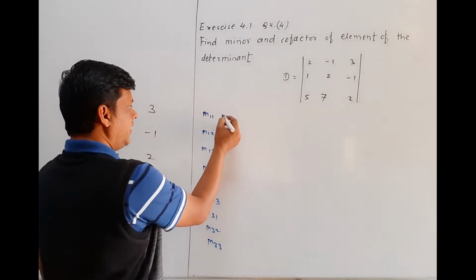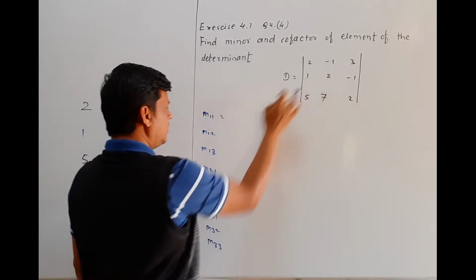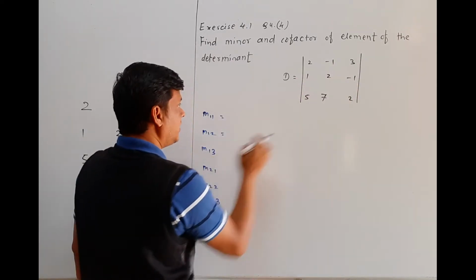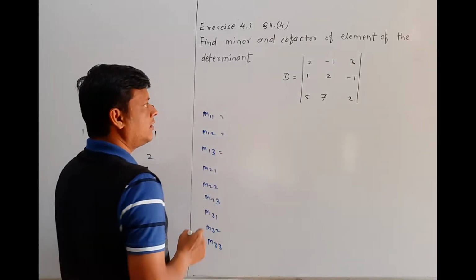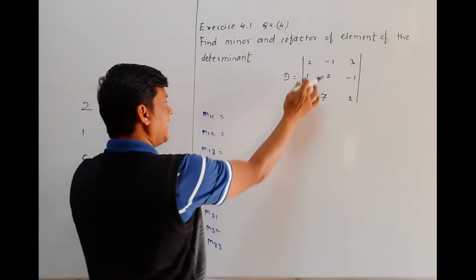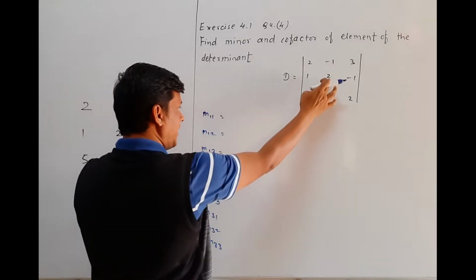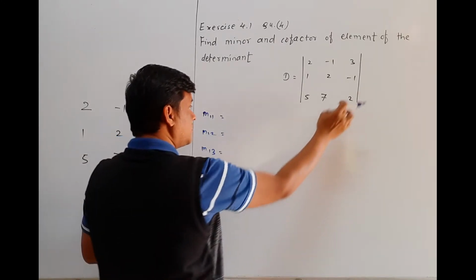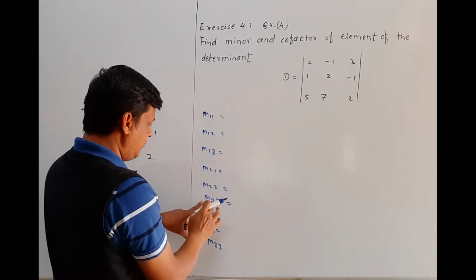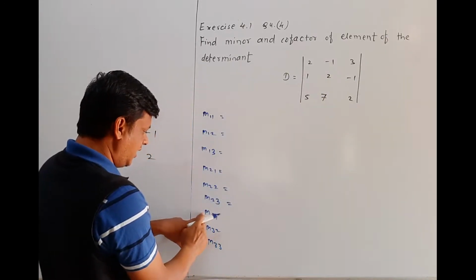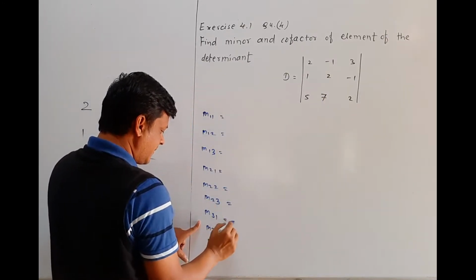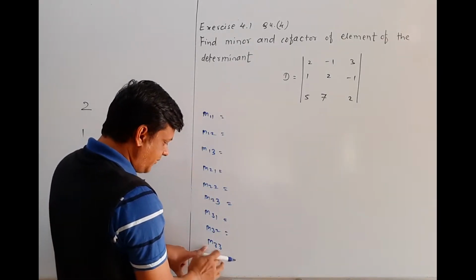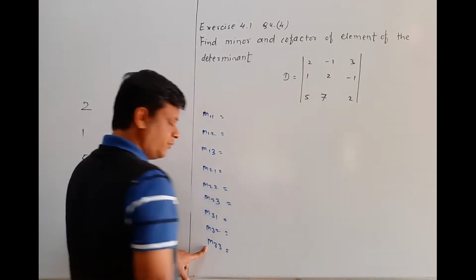That means M11 is minor of these two, M12 is minor of this minus 1, M13 is minor of 3, M21 is minor of 1, M22 is minor of 2, M23 is minor of minus 1, M31 is minor of 5, M32 is minor of 7, and M33 is minor of these 2.